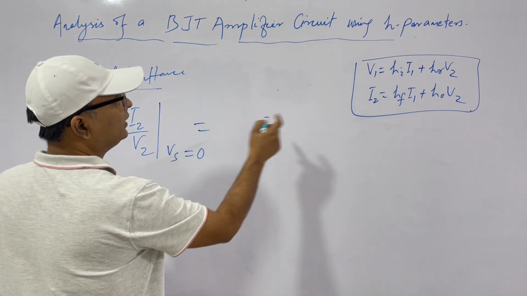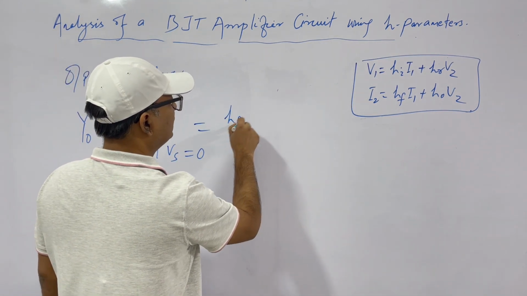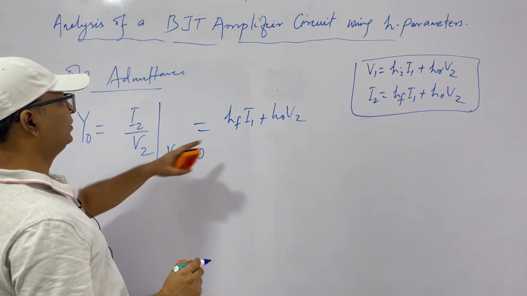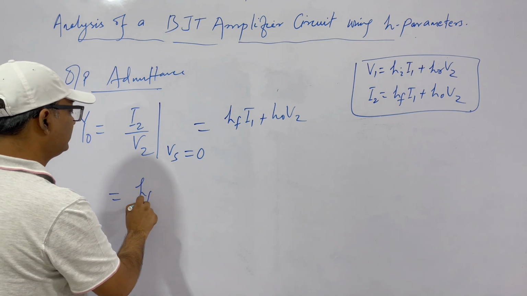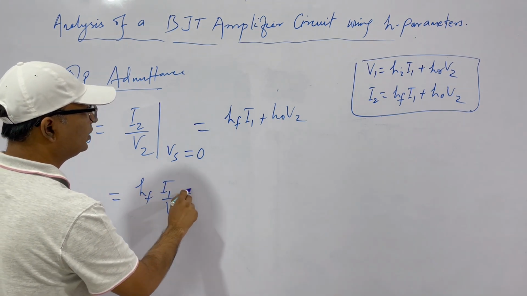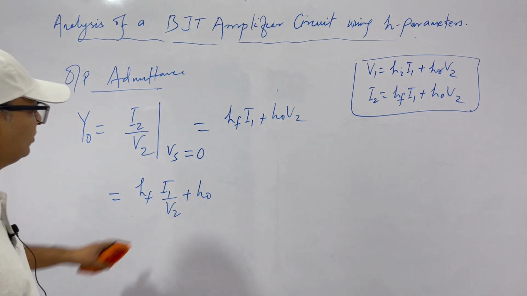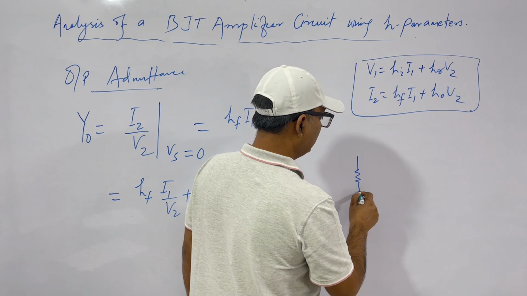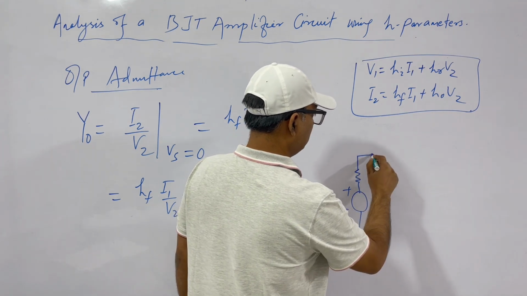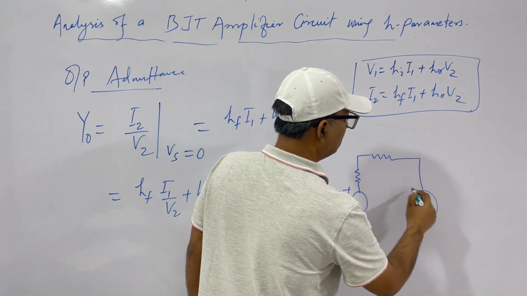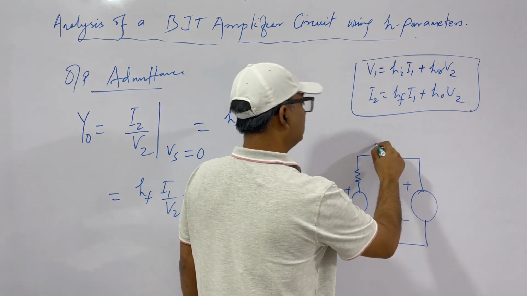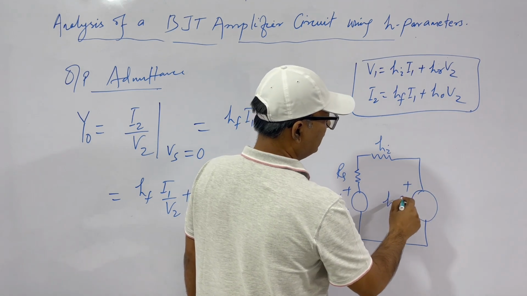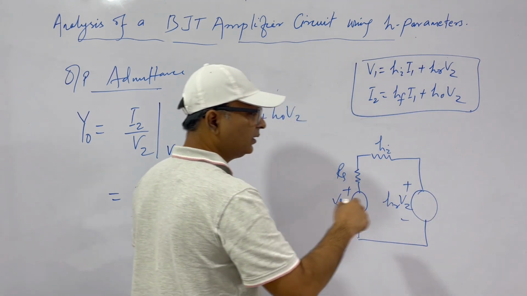Let's see what is I2. I2 is given here, HF I1 plus HO V2. So dividing by V2, what do we get? We get HF I1 by V2 plus HO. So we have to find I1 by V2 at Vs equal to 0. Let's see the circuit. The circuit was like this. This is HI, this is RS, this is VS, this is HR into V2. This is the input circuit.